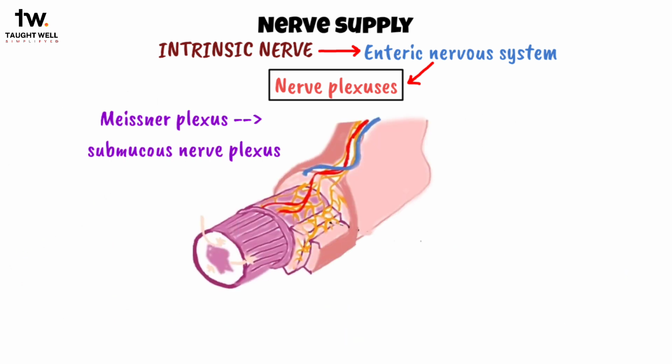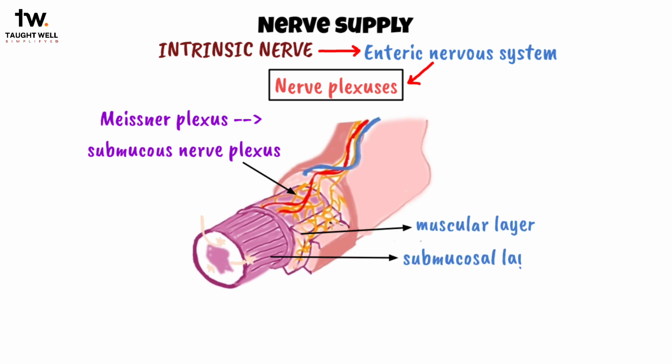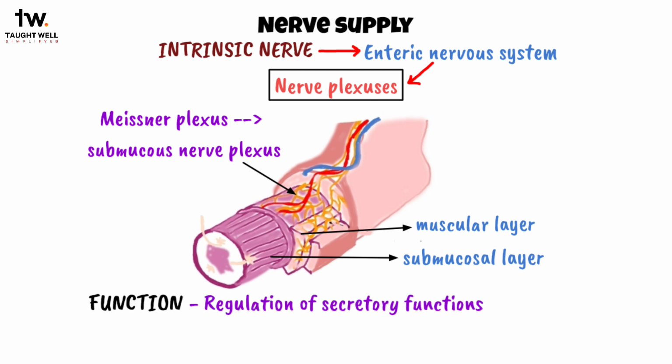The Meissner plexus is also called as submucous nerve plexus. It is situated in between the muscular layer and submucous layer of the GI tract. The function of Meissner plexus is the regulation of secretory functions of GI tract. These nerve fibers cause constriction of blood vessels of the GI tract. That was all for the intrinsic nerve supply.